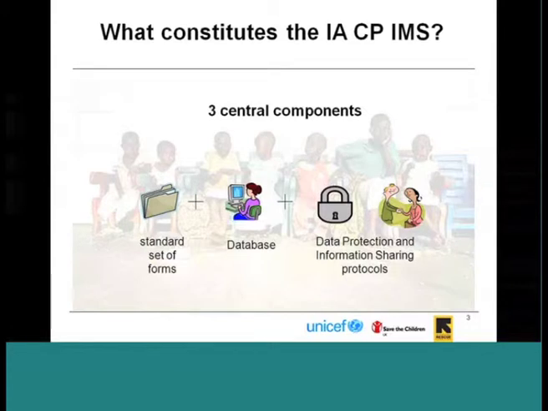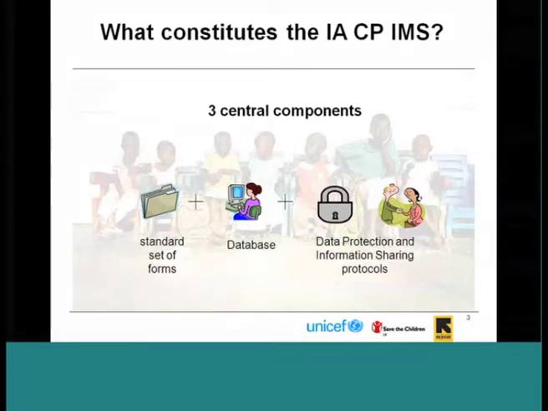The CPIMS has three main components: a standard set of forms, which can further be customized at the local level, a database which itself can also be customized in line with the forms at the local level, and then data protection and information sharing protocols, which can again be customized at the country level depending on organizations that are involved and the type of information that's collected.